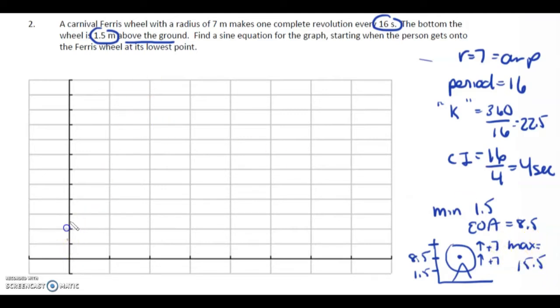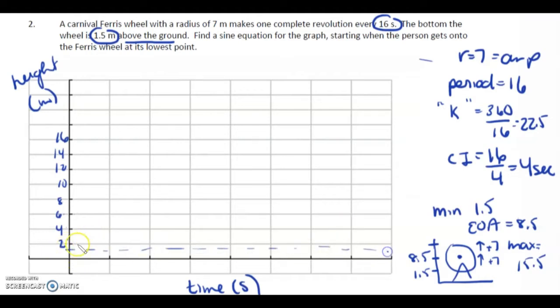Let's go 2, 4, 6, 8, 10, 12, 14, 16. I'm going to go up by 2's along the side. This is going to be height in meters, and this is going to be time in seconds. I'm just going to label the minimum, which is 1.5. So y equals 1.5.